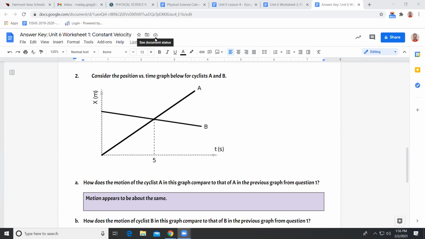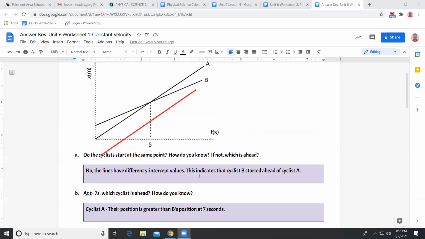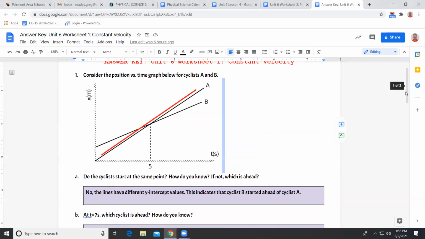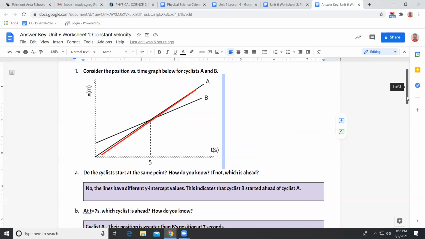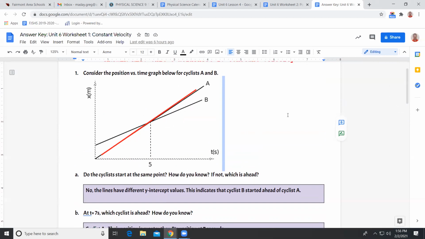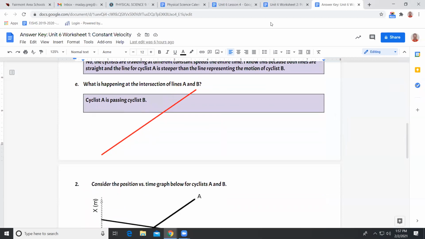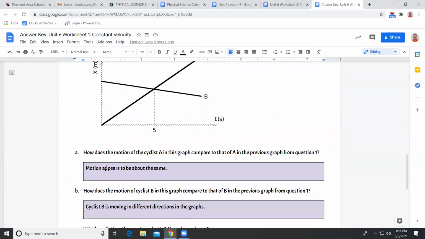And so this is a bit easier if you actually add a line in. So if I can get this right on or close. Okay, so you can see here is the slope for cyclist A in graph 2. If we go up to graph 1 and compare, you can see that they basically have the exact same velocity, the exact same slope. And so in this case, the motion appears to be the same.